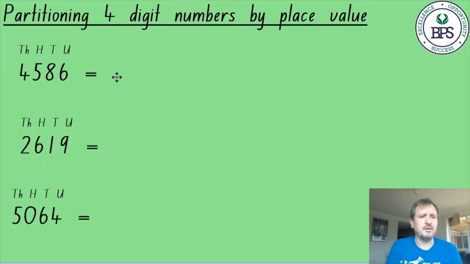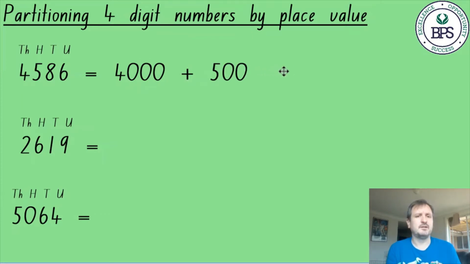So when we partition a number, we break it down and we separate the thousands, the hundreds, the tens and the ones. So we can often hear that partitioning when we actually say the number. So in the first number, we have 4,000 plus 500 plus 80 plus 6. And if we say the number, we can actually hear that, 4,586.